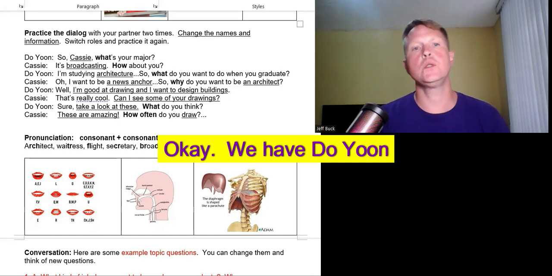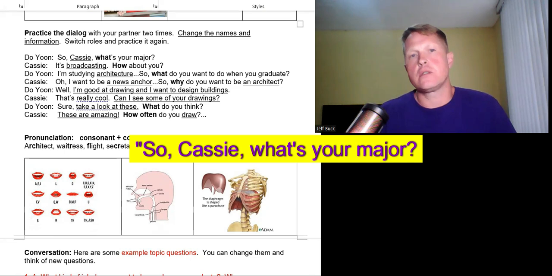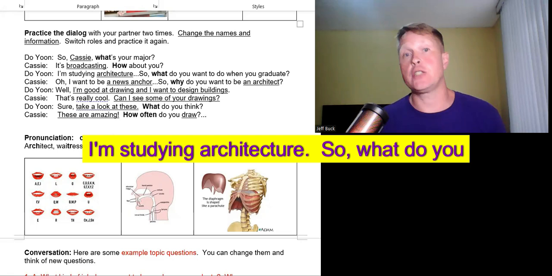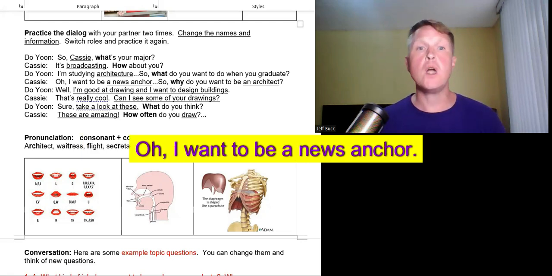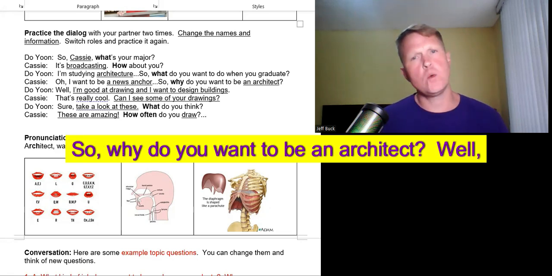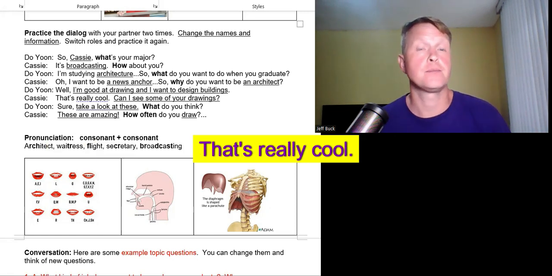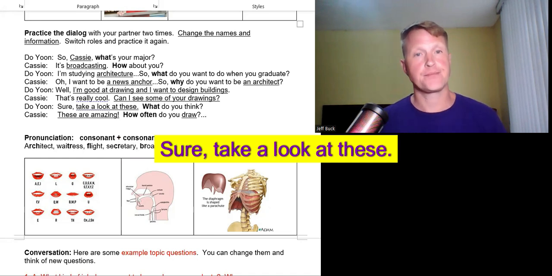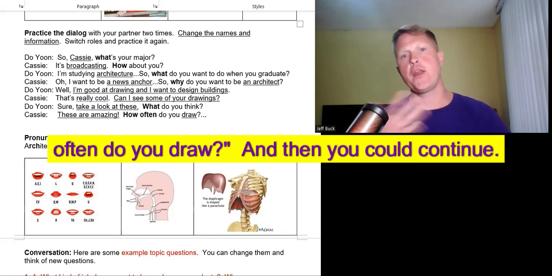We have Do-Yoon and Cassie. So Cassie, what's your major? It's broadcasting. How about you? I'm studying architecture. So what do you want to do when you graduate? Oh, I want to be a news anchor. So why do you want to be an architect? Well, I'm good at drawing and I want to design buildings. That's really cool. Can I see some of your drawings? Sure, take a look at these. What do you think? These are amazing. How often do you draw? And then you could continue.